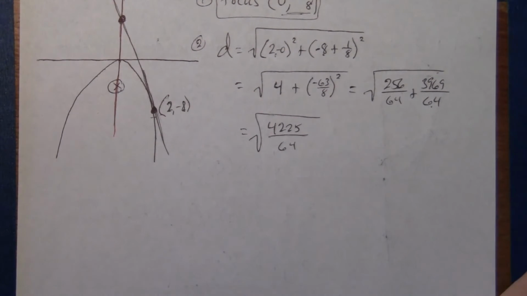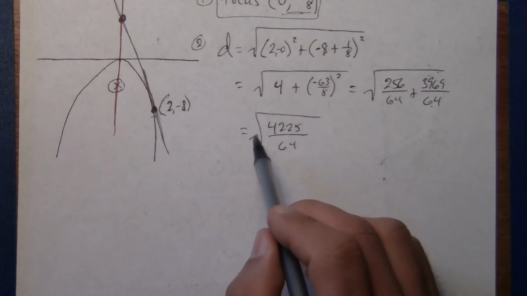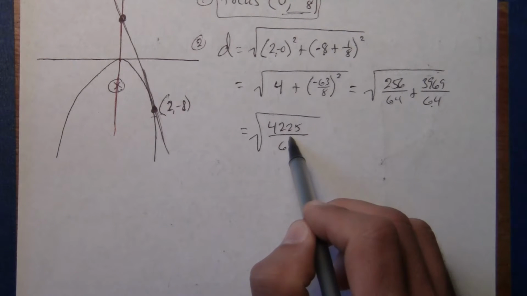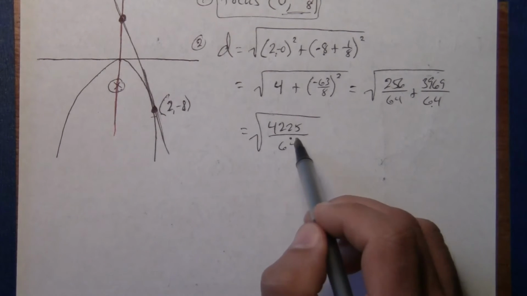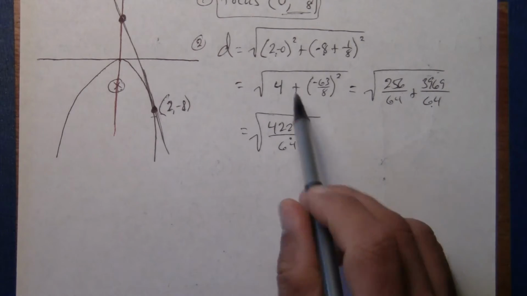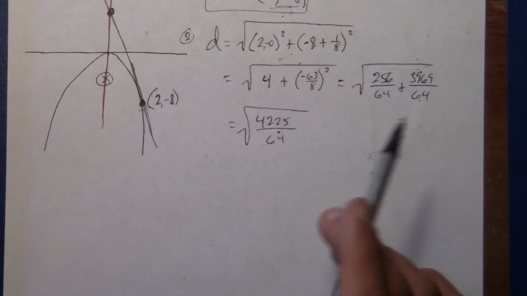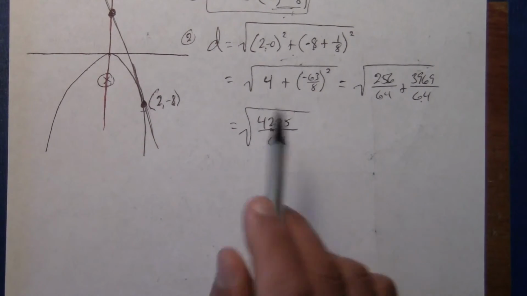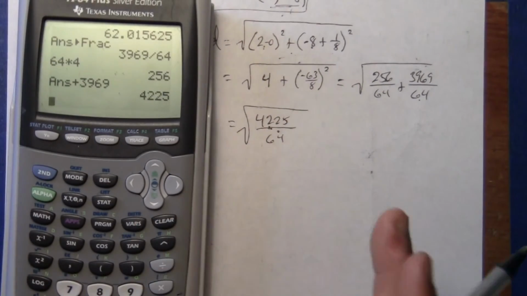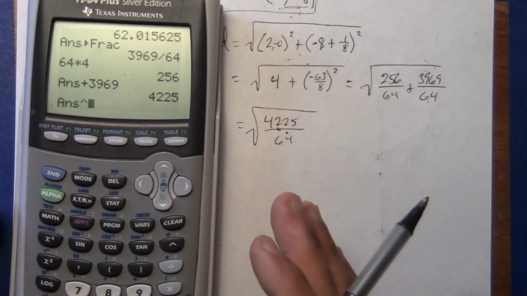Now, like we mentioned in class, it doesn't mean that this has to happen, but for any problem that we do, this is kind of a way to check yourself. This number cannot have a radical in it. If it does, when you're all done simplifying, you did something wrong. Either you simplified this wrong, or you've got the wrong focus. So that means when I take the square root of 4,225, it should be an integer. If it's not, I know I did something wrong.